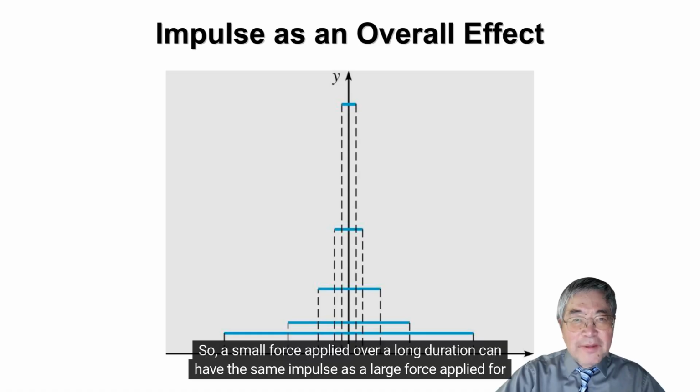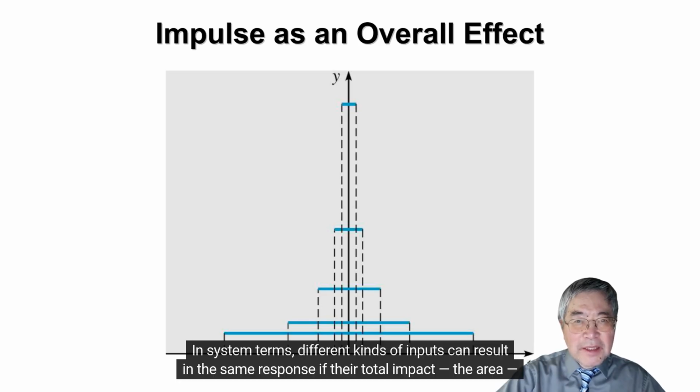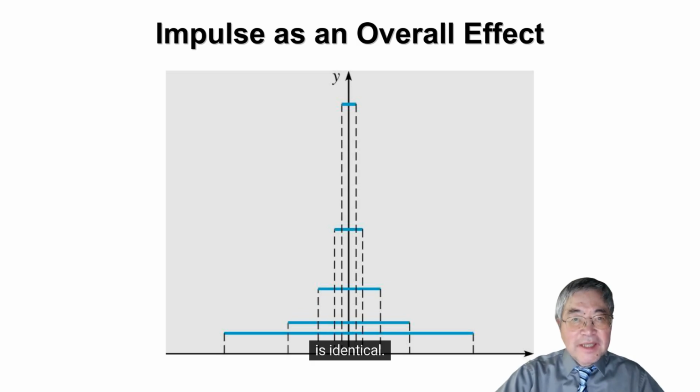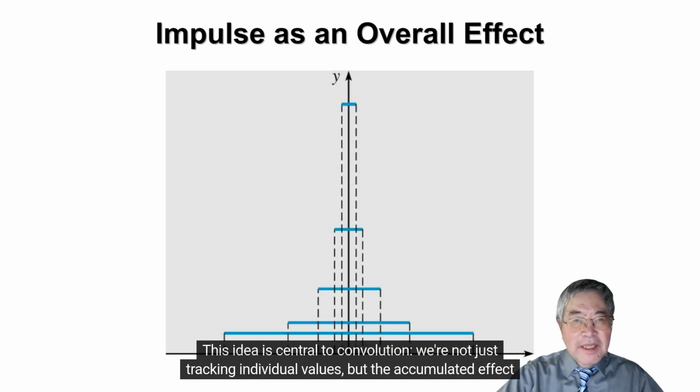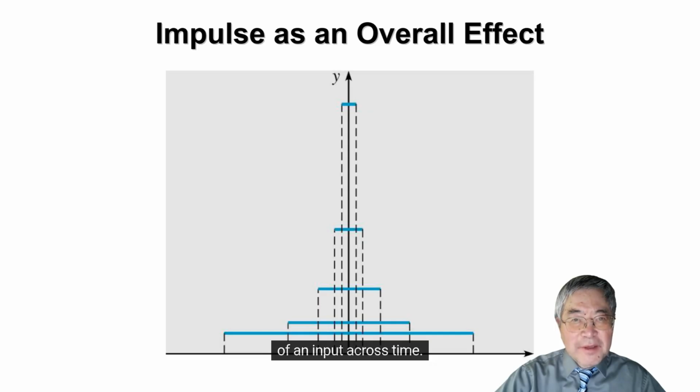So a small force applied over a long duration can have the same impulse as a large force applied for a short time. In system terms, different kinds of inputs can result in the same response if their total impact, the area, is identical. This idea is central to convolution. We're not just tracking individual values, but the accumulated effect of an input across time.